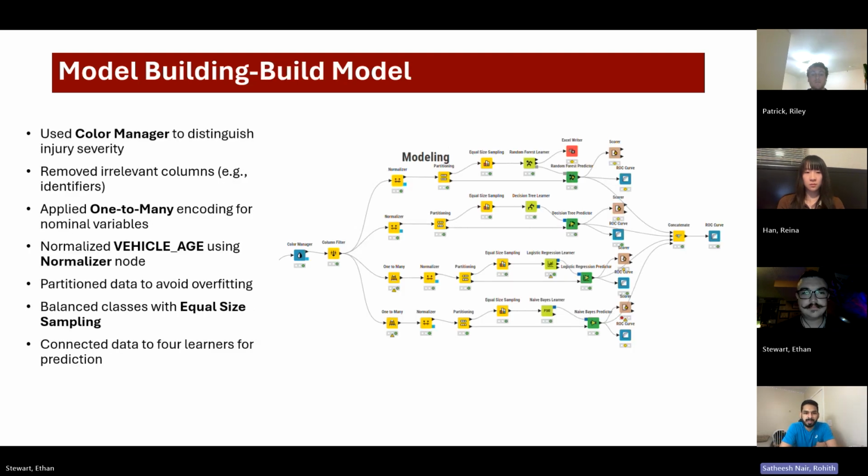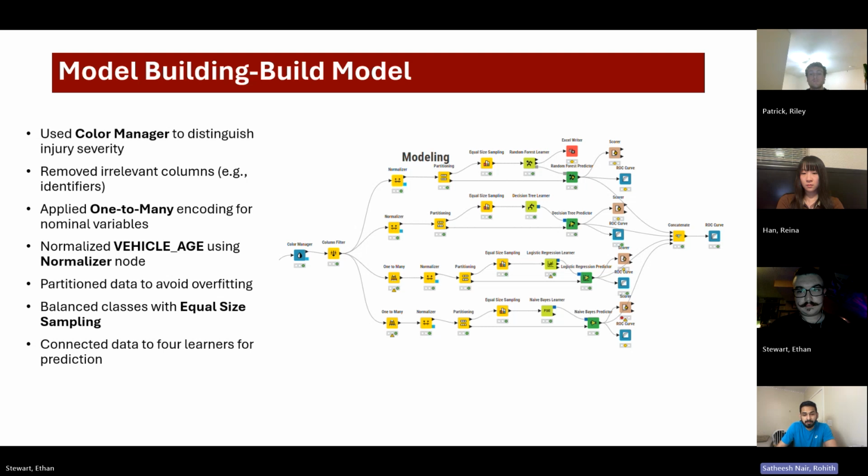Okay, so once we selected our modeling techniques, we moved on to building the models. So we started by using the color manager to easily distinguish injury severity outcomes. The irrelevant columns like the unique identifiers were removed to prevent noise in the models. Also, the nominal variables were converted using one-to-many encoding to make them machine readable format. We also normalized the vehicle age to ensure consistent scaling across inputs.